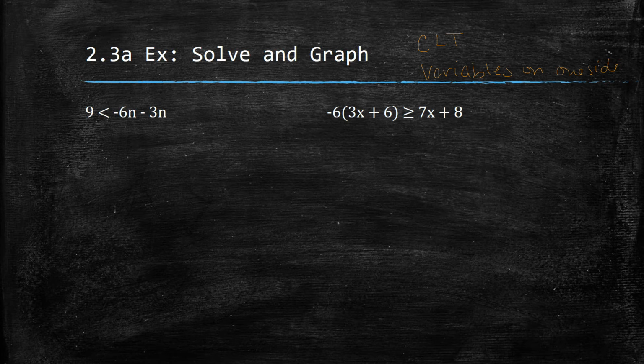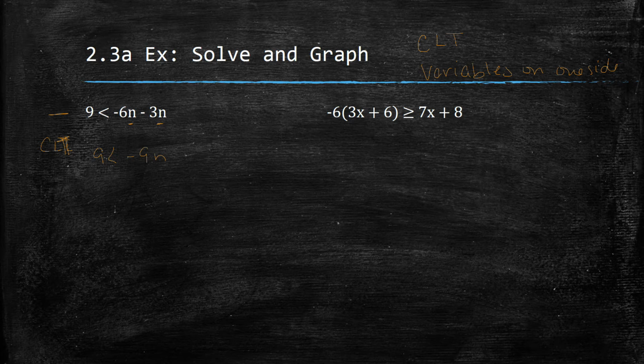Okay, so we have this first example here: 9 is less than negative 6n minus 3n. The first thing you're going to do is combine like terms. These are both n's, so negative 6 minus 3 is going to give you negative 9n.